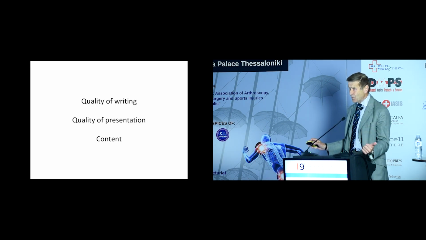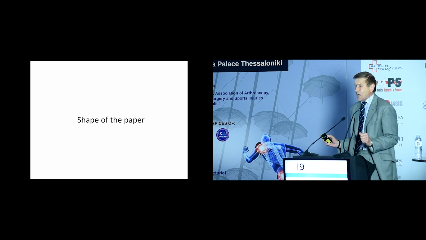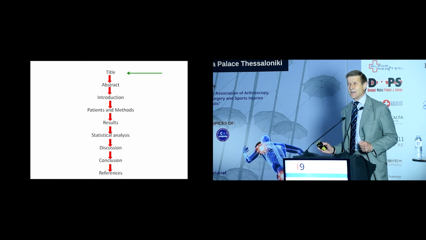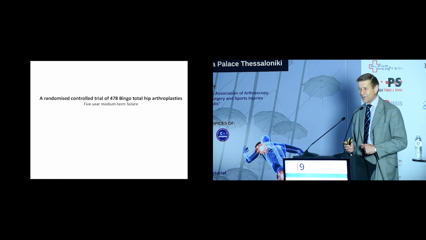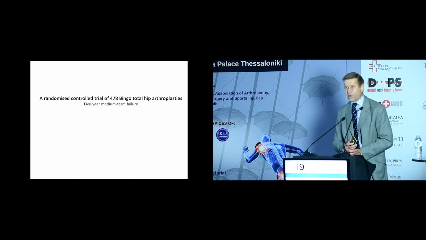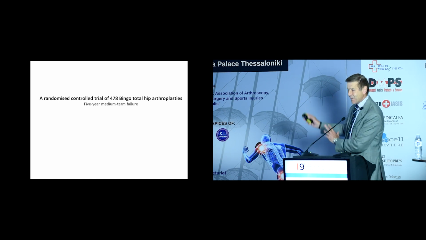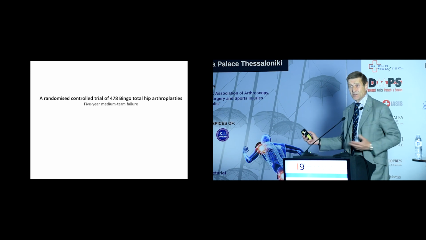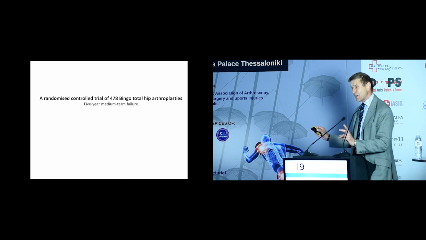Okay, you look at quality of writing, quality of presentation, and the content very well, but let's look at the shape of the paper. Now, I can't cover everything in this short time, but how about the title? Let's start with something simple like a title. Here is a title: a randomized controlled trial of 478 bingo total hip arthroplasties. I invented the name. 5-year medium-term failure. Now that is a typical title. I imagine you can't see anything wrong with it, but let me just change it.